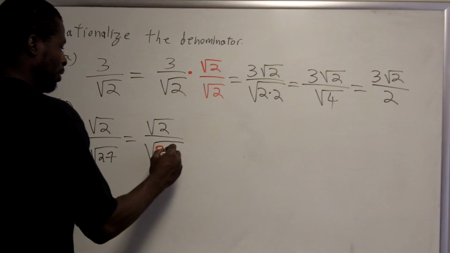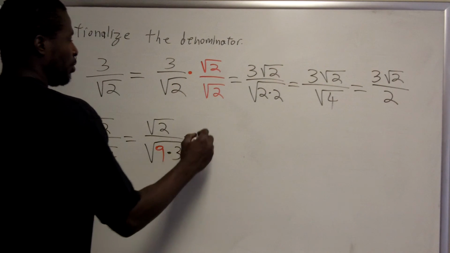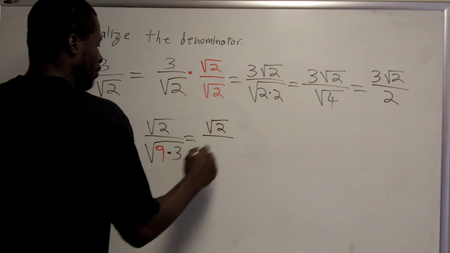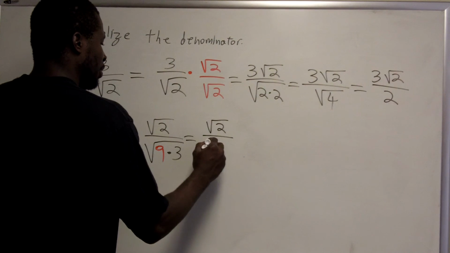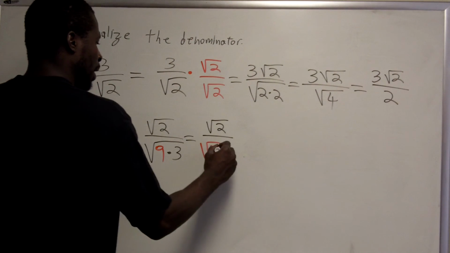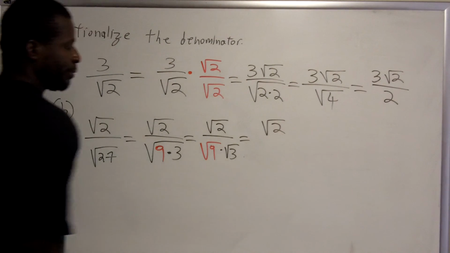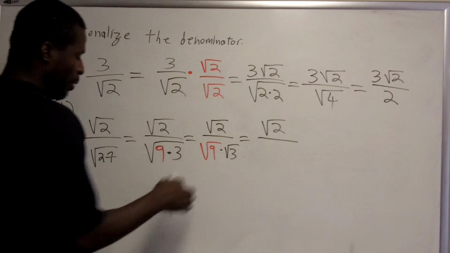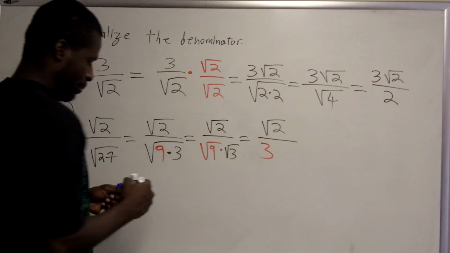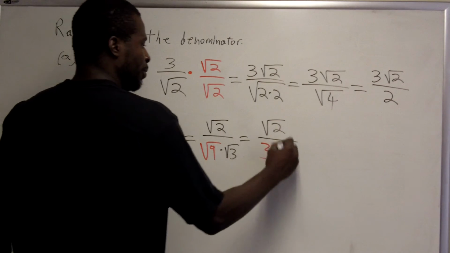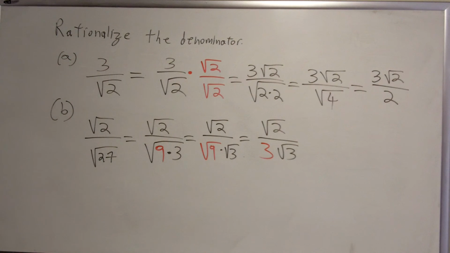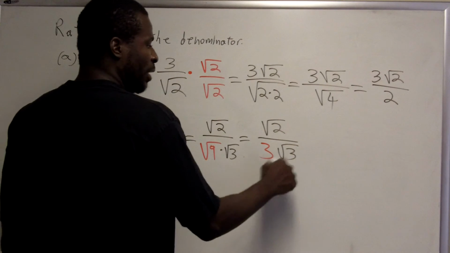And 27 is actually 9 times 3. So then you get the square root of 2 over the square root of 9 multiplied by the square root of 3, which is the square root of 2 over, well, we know the square root of 9 is 3, and then you still have that square root of 3. Okay, so you get this. You want the denominator of that fraction to be a rational number. You don't want to have this radical 3 in there.